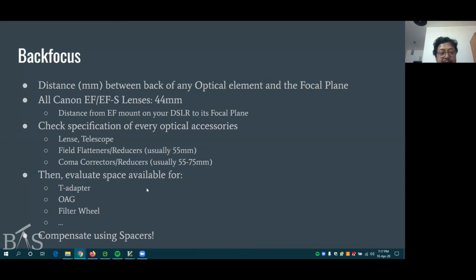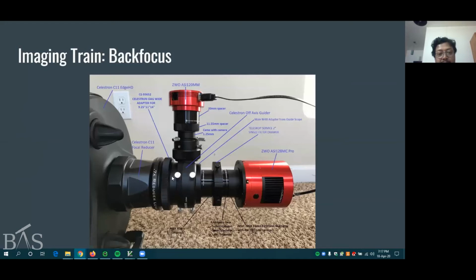So if you want to put a coma corrector right behind the telescope, and it has 75 mm, it requires 75 mm from the back of it to the image plane. The distance between these would be 75 mm. If you don't want to put anything else in between, that 75 mm needs to be bridged somehow. You can't put the camera right here; it's not going to come to focus. So you have to put the camera 75 mm behind.